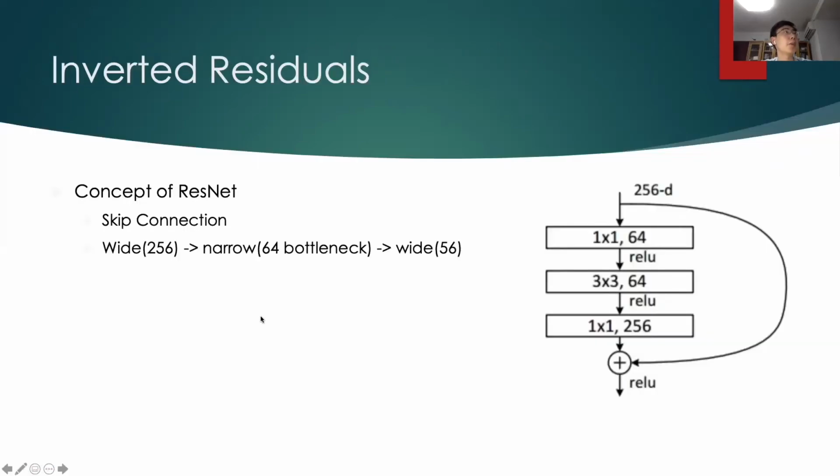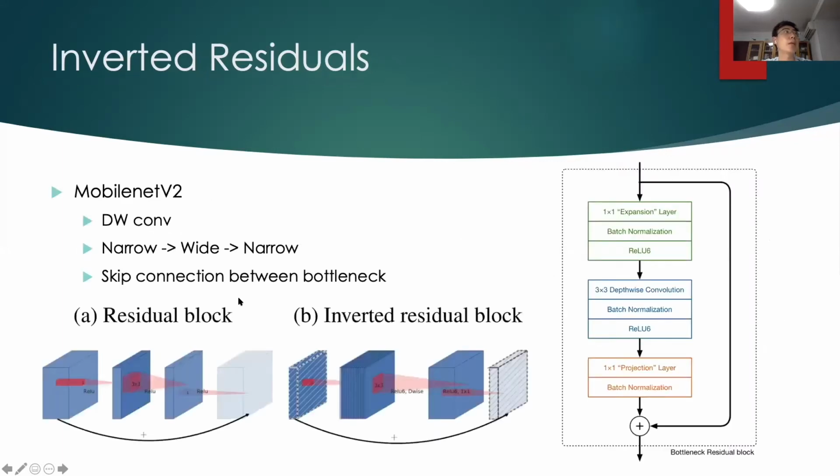So first, recap the concept of the ResNet. Here you can see that inside the ResNet, there is a skip connection connecting the beginning and the end of the residual blocks. And if you look at the number of channels here, you can see that the ResNet has a wide, narrow, wide structure. And MobileNetSSDv2 is kind of like a combination of depthwise convolution and ResNet.